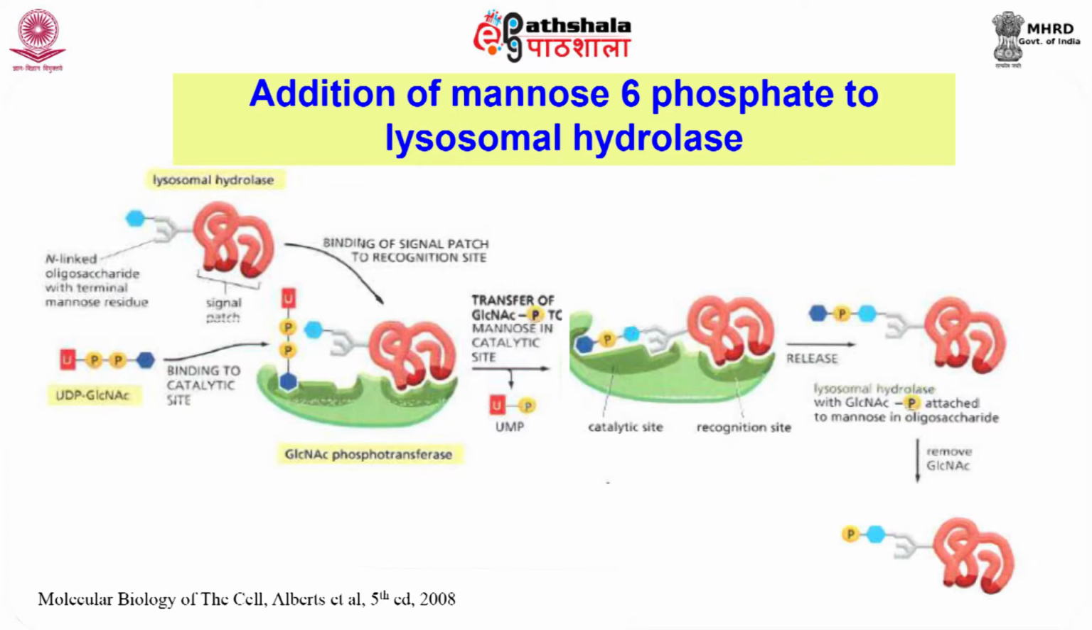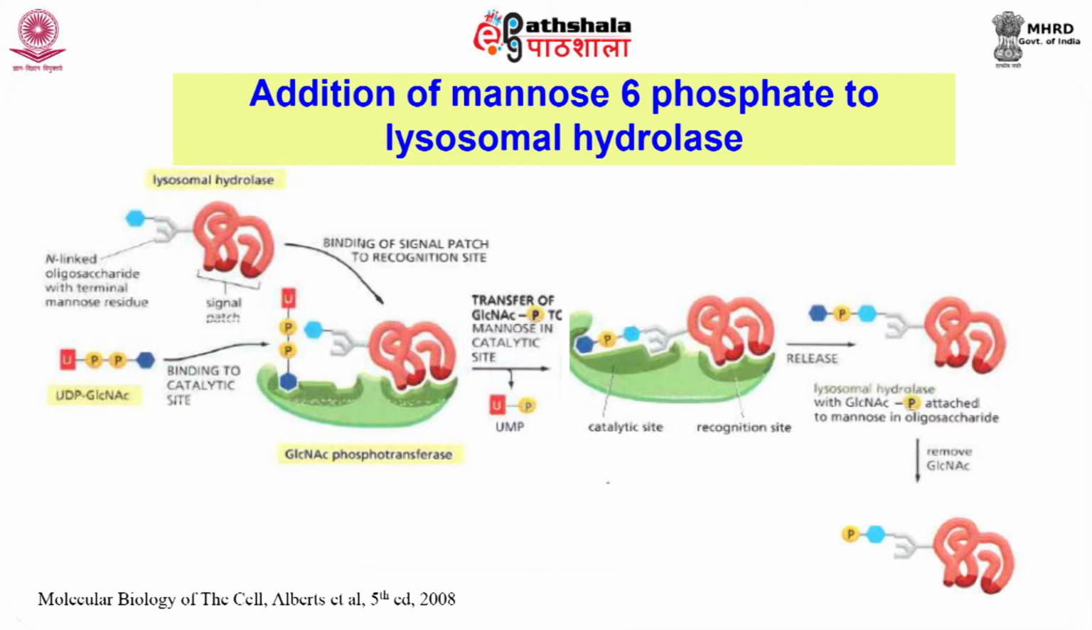Mannose 6-phosphate groups are added only to appropriate glycoproteins in Golgi. Two enzymes catalyze addition of mannose 6-phosphate groups to lysosomal hydrolases. First enzyme is phosphotransferase. The enzyme has a separate signal recognition site that recognizes the signal patch on the hydrolase, and the hydrolase binds to the recognition site.